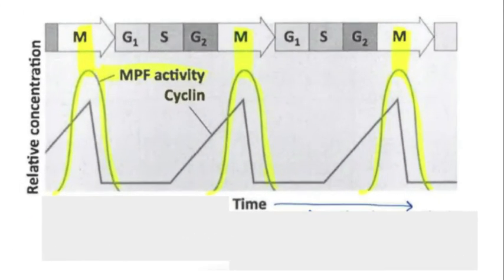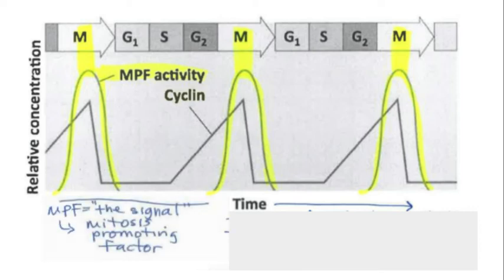So let's talk a little bit about MPF. MPF stands for the mitosis promoting factor, and this serves as the signal for the cell to actually begin division of the nucleus and all the things that follow during mitosis. So you can see that MPF fluctuates. It starts to increase, and when it's at its peak, that's when we begin mitosis. You can see that through G1 during interphase is when MPF is at its lowest.